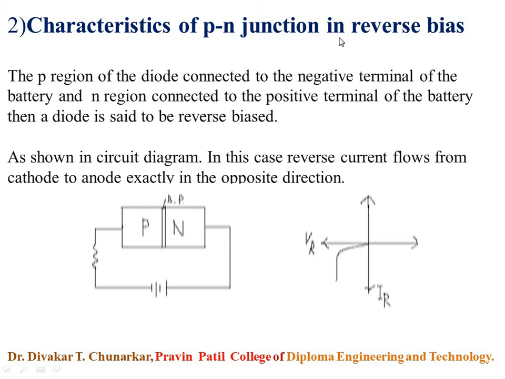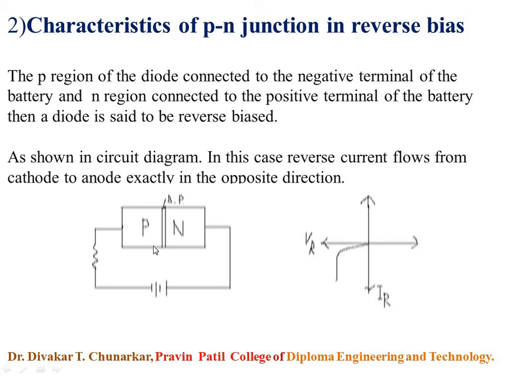In a PN junction diode, if the P region is connected to the negative terminal of the battery and the N region is connected to the positive terminal of the battery, then the diode is said to be reverse biased. What I am saying is, the P region is connected to the negative terminal and the N region to the positive terminal, then the diode is said to be reverse biased.